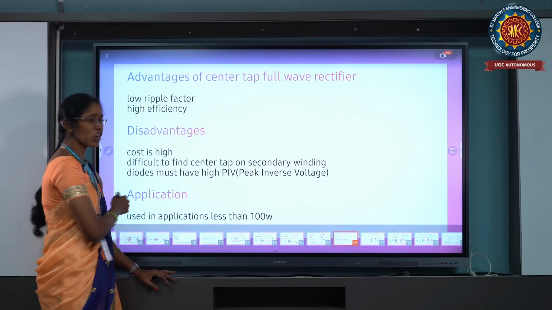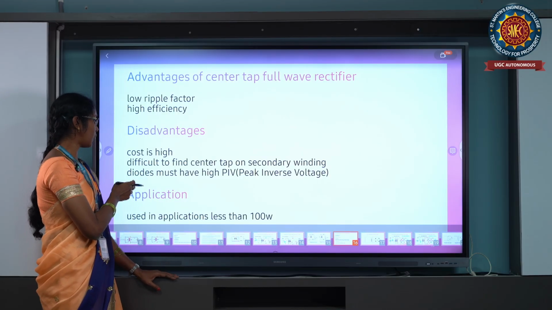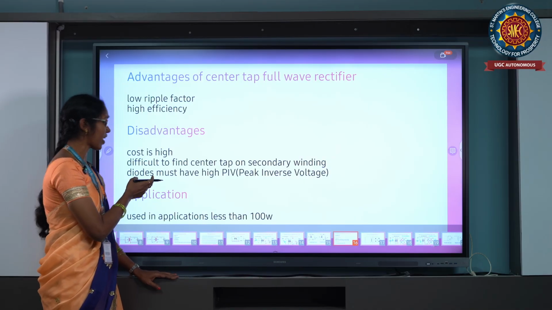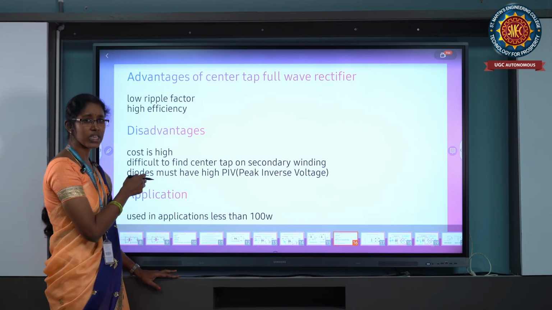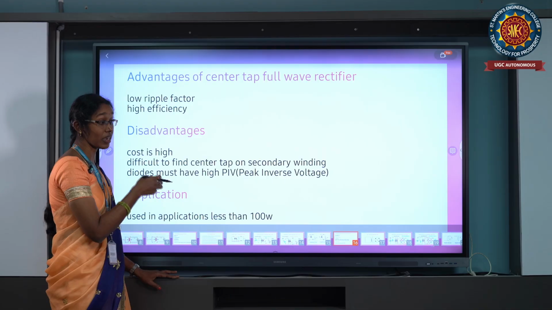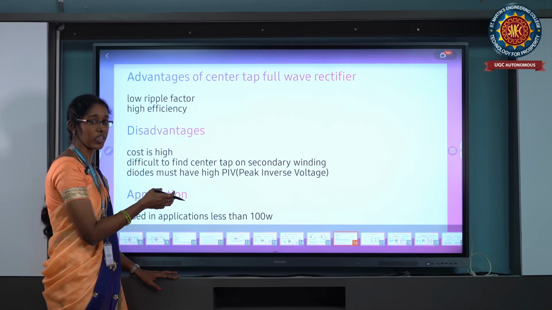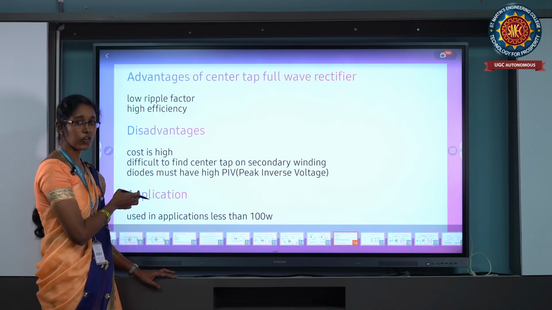Another drawback is cost is very high. Here we are using 2 diodes, and due to that cost increases, and here we are using diodes that must have high peak inverse voltage. Peak inverse voltage means the maximum reverse voltage that a diode can withstand without destroying. That is the peak inverse voltage. These are the drawbacks of the center tapped full wave rectifier.